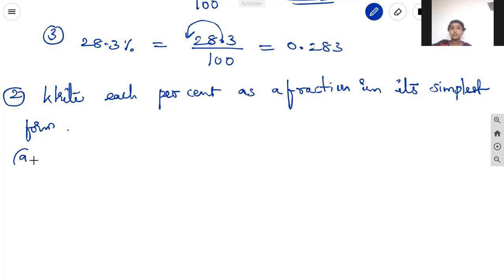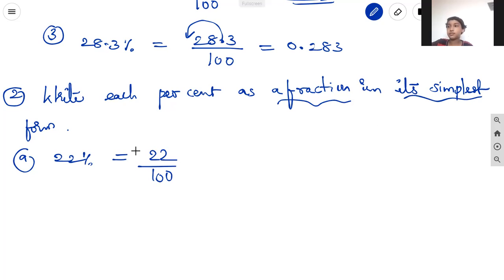The first question, 22%. That is equal to, 22% can be written as 22 per 100. Write as a fraction in its simplest form. In this, in the ones place, the numerator has 2, denominator has 0. So it is divisible by 2. So 2 11s are 22, 2 50s are 100. 11 is a prime number. So it is the simplest form of the fraction.